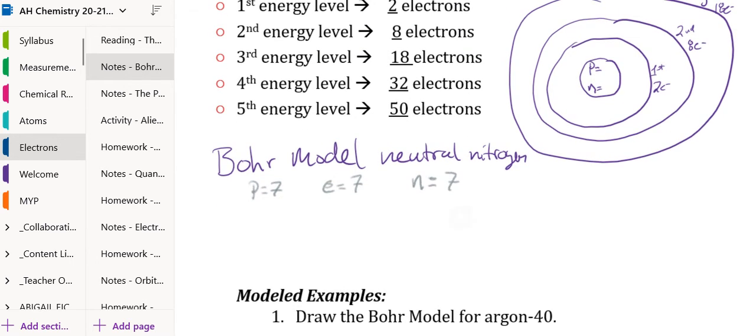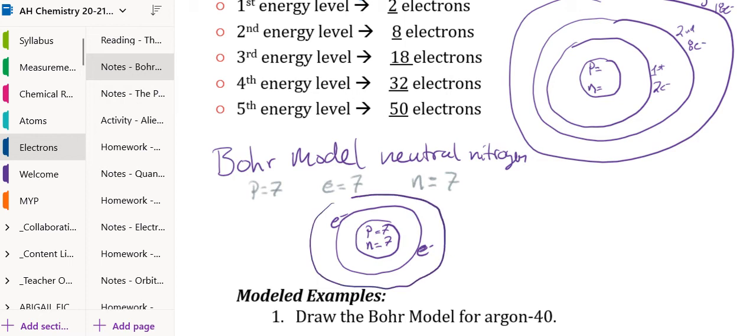So let's draw our Bohr model. So where are we going to put the protons and neutrons? In the nucleus. Okay. How many electrons do we have to show? 7. So can I put them all on the first energy level? No, why not? It can only hold 2. So once I put 2 electrons there, that energy level is full. So I'm going to need a second energy level.